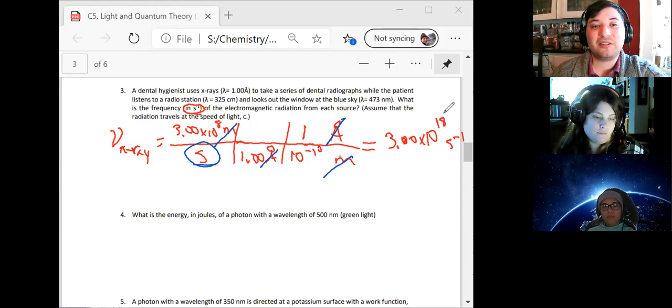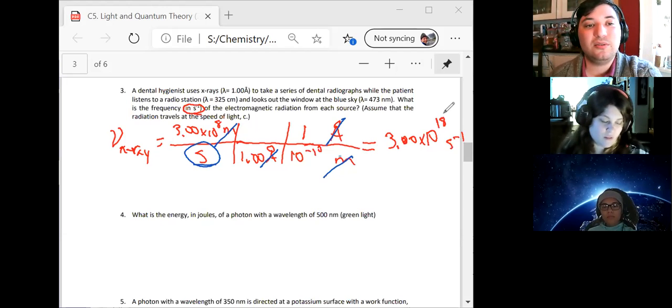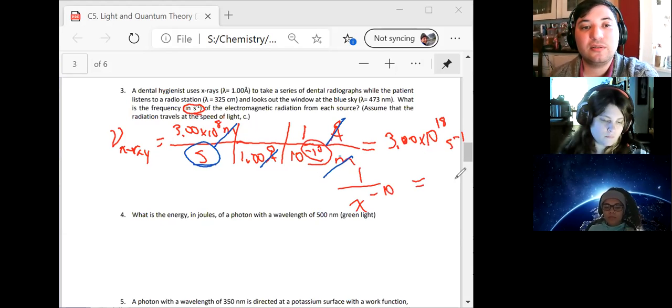So you can plug this into your calculator, but you can also just use exponent rules. So 1 over 10 to the -10 is equal to, let's simplify this even more, 1 times 10 to the positive 10. So all I'm doing is flipping that up to positive, and then a positive exponent times another positive exponent, you just have to add them together.